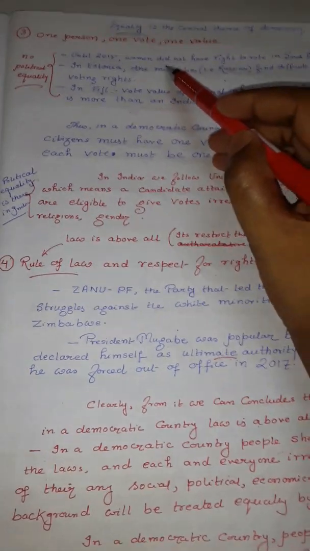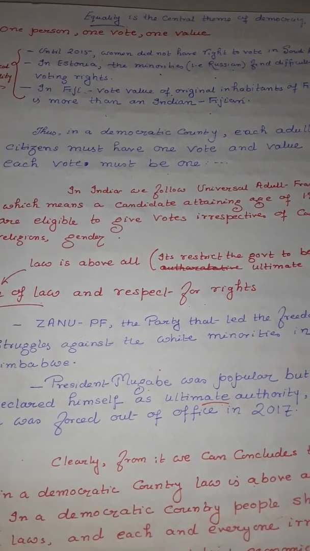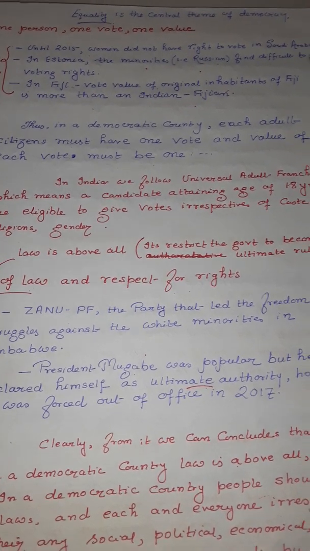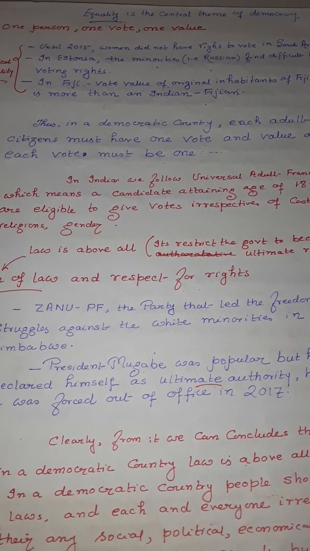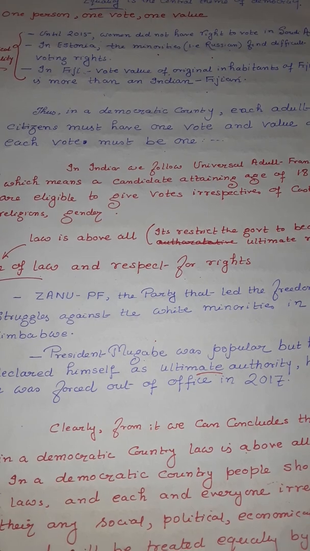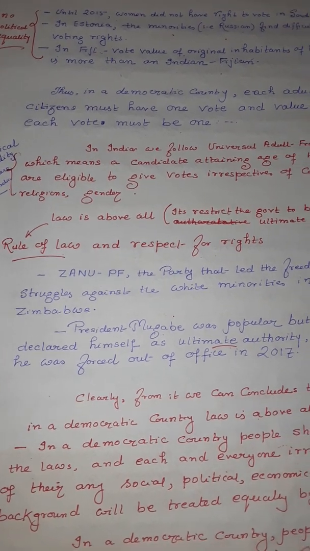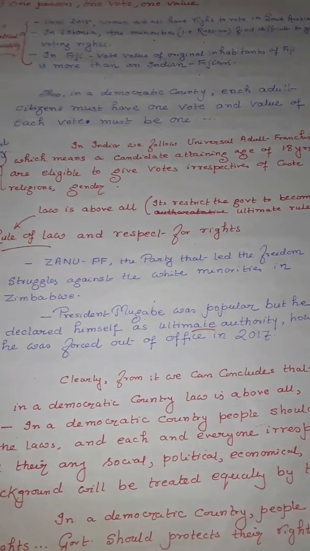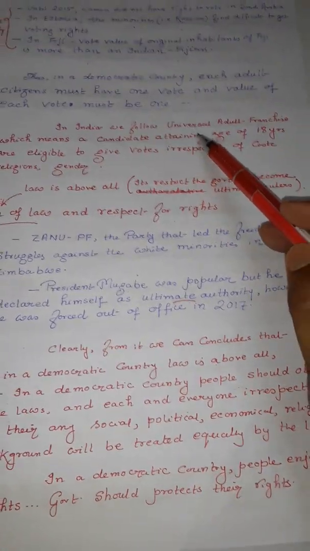Now here they have given a few examples. That is, in Saudi Arabia, until 2015 women were not given voting rights. In Estonia the minorities, that means the Russians, were not allowed to vote. And even in Fiji, the vote value varies, meaning the vote value is more for the original Fijian, whereas for the Indian it is less. So that means there is no political equality. Okay, but in a democratic country, each adult citizen must have one vote, and the value of each vote must be one. Okay, now you just take the example of India here. Political equality is there, and we follow universal adult franchise.